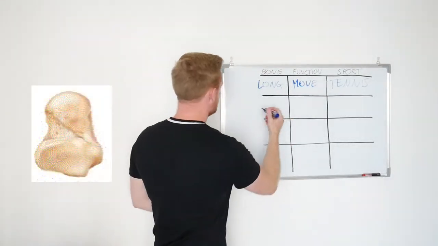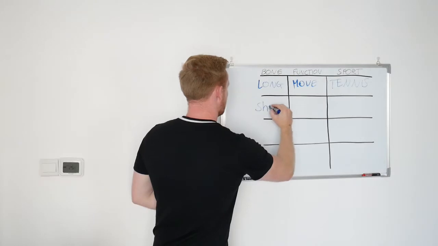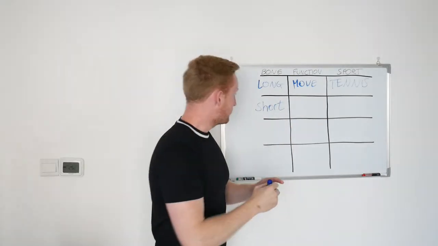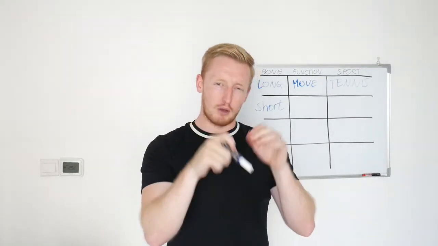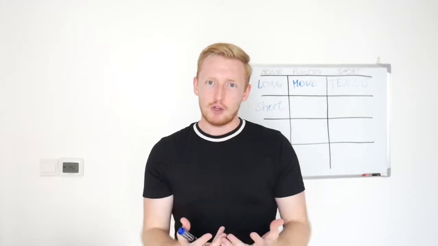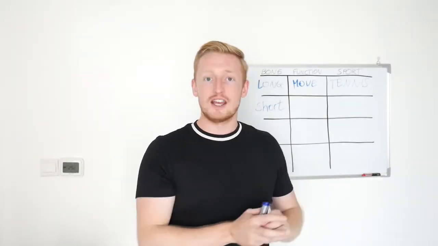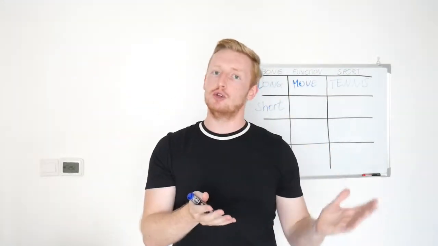Second, we have short bones. Let's put short there. So short bones, these are the ones which are wider than they are long. They're quite prevalent in our hands and our feet, and their main role in the body in sport is for stability. Because they're wider, they're quite short and squat. So it actually acts as a good almost anchor or pivot for the longer bones to move around.